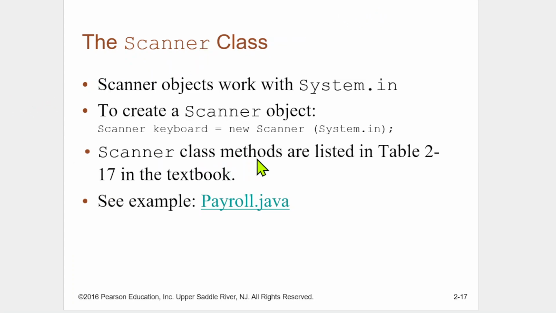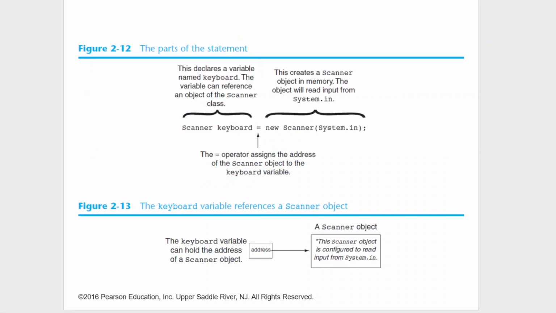And the Scanner class methods are listed in Table 2-17 in the textbook. We're going to be using a lot of Scanners, so we'll get used to it. So the parts of the statement: this declares a variable named keyboard. The variable can reference an object of the Scanner class. This creates a Scanner object in memory.